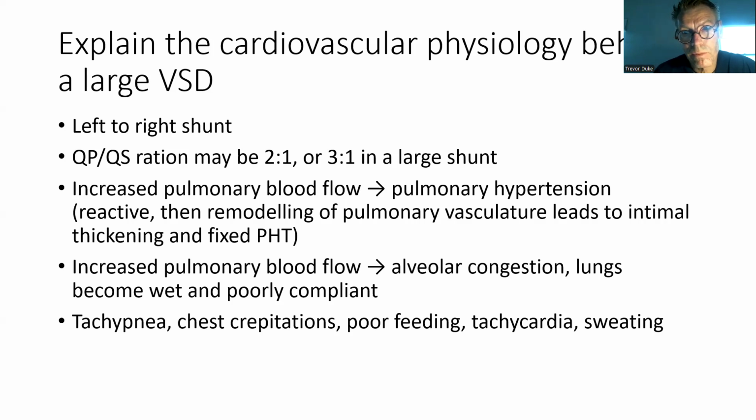But when a child's got a ventricular septal defect, it might be 1.5-to-1. That is 1.5 times as much flow goes through the pulmonary circulation as goes through the systemic circulation. Or if it's a large shunt, it might be 2-to-1. That is twice as much blood goes through the pulmonary circulation through the ventricular septal defect, and then back and circulating again. Or it might be 3-to-1. A very large shunt might give you a 3-to-1 shunt.